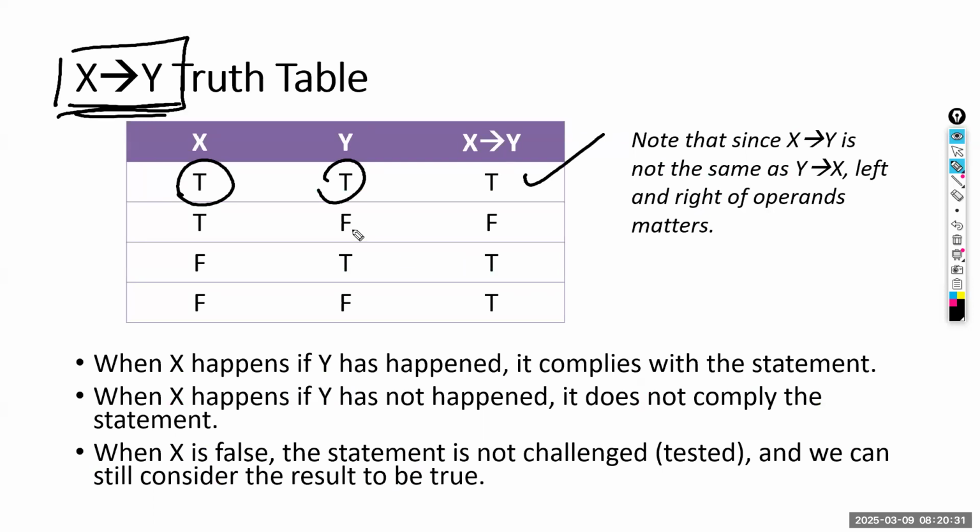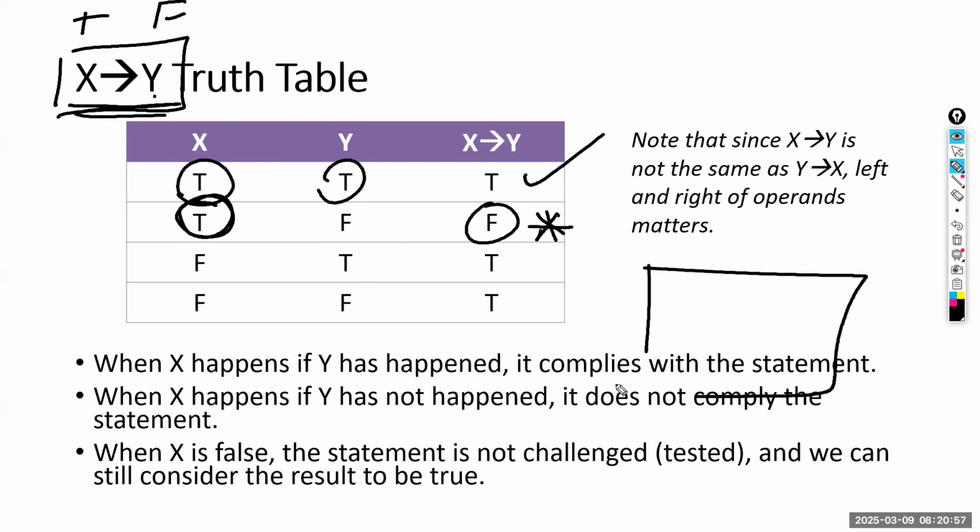Right, what about the second entry? X has happened, that is, X is true. But Y is now false. But this guy says when X happens, Y happens. But now X happened, but Y has not happened. So that means your statement is false. Because according to your statement, whenever X happens, Y must happen. But here, this truth table says Y has not happened. So then your statement is false.